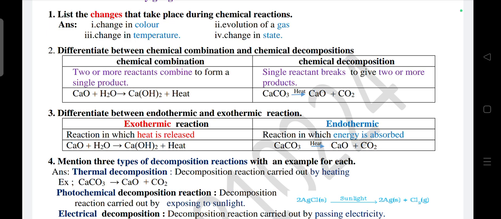So let's get started. List the changes that take place during chemical reactions. The answer is change in color, evolution of gas, change in temperature and change in state. Try to write point wise.